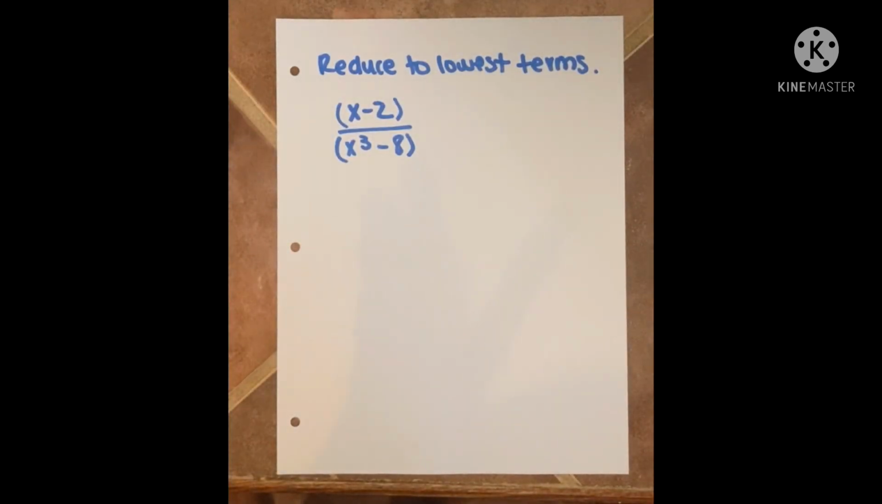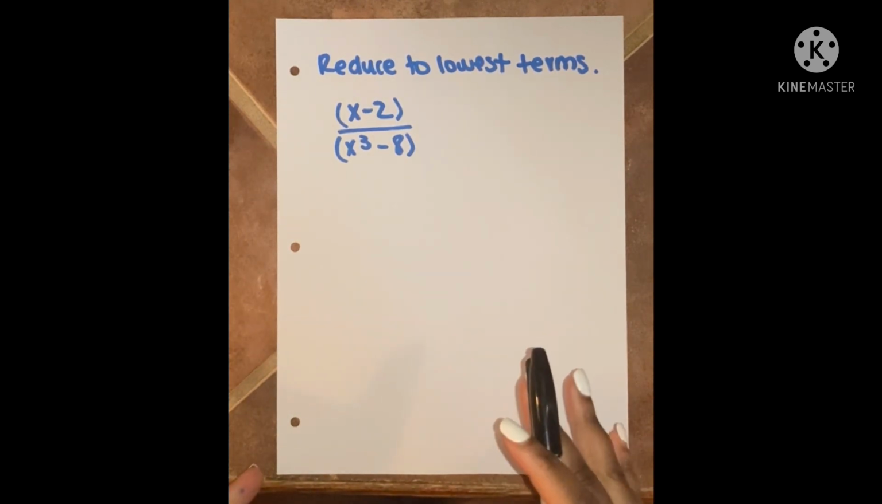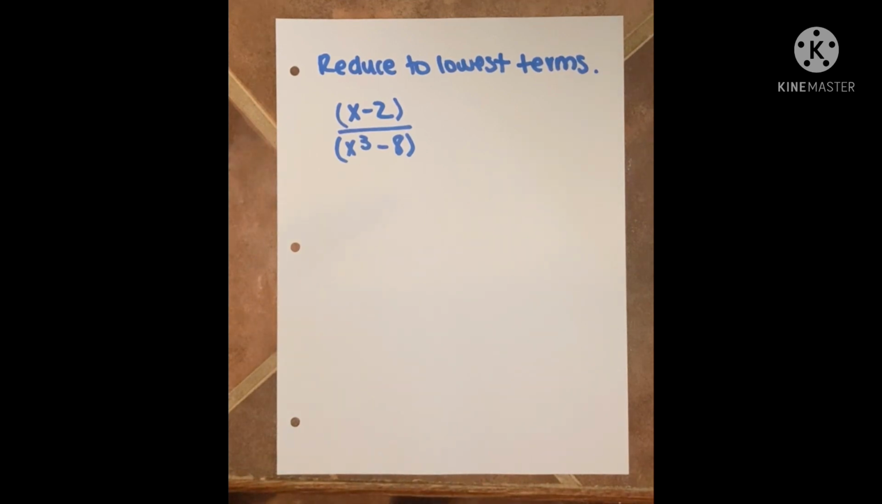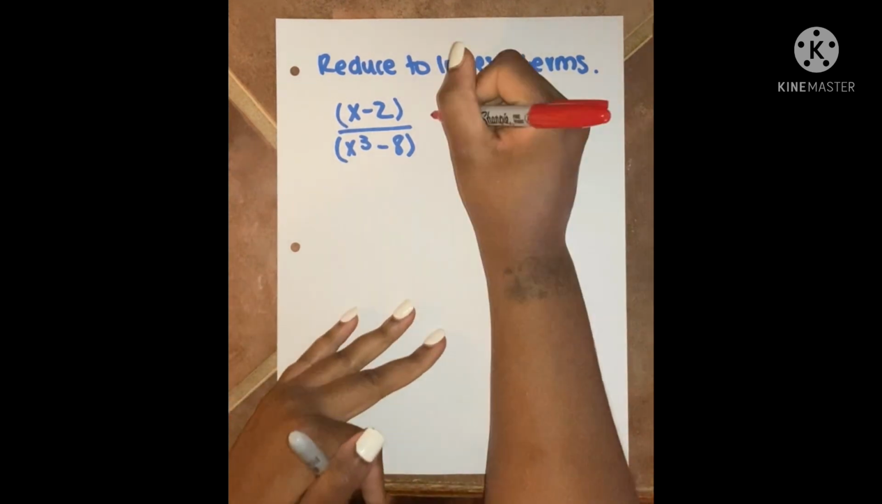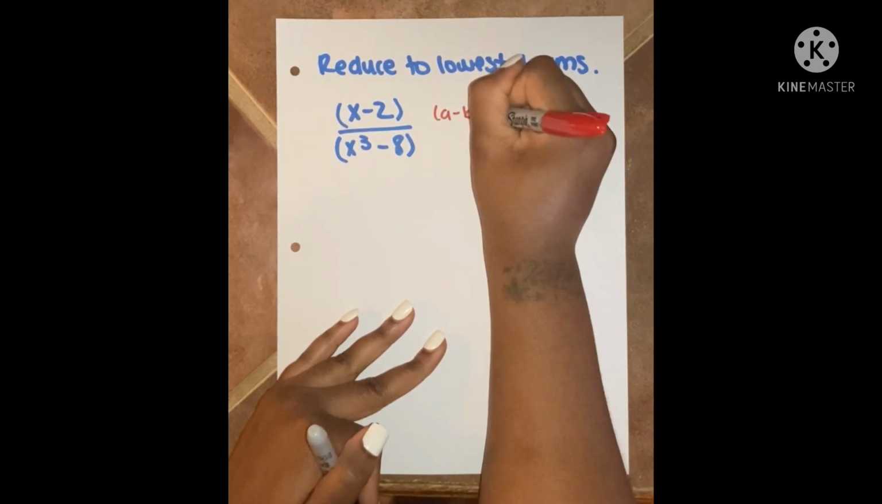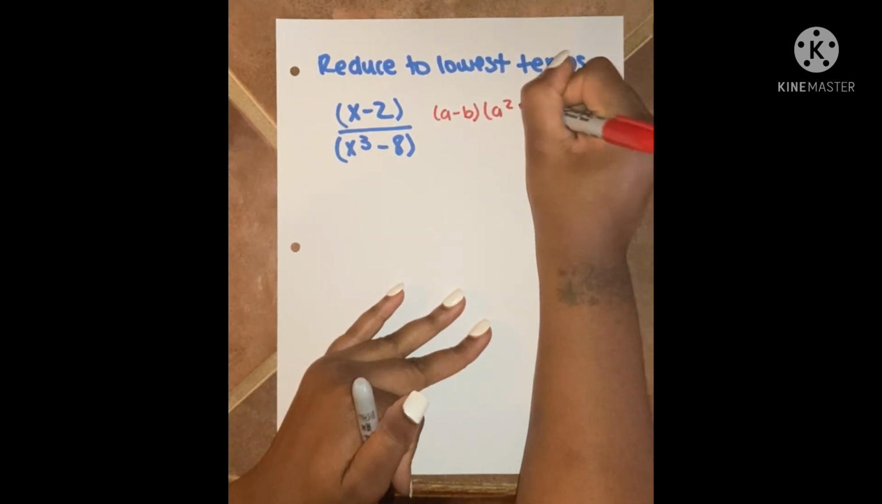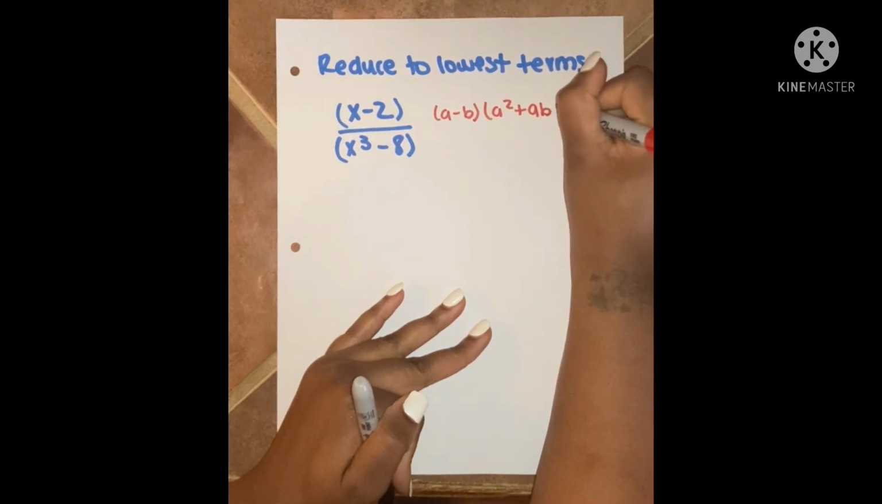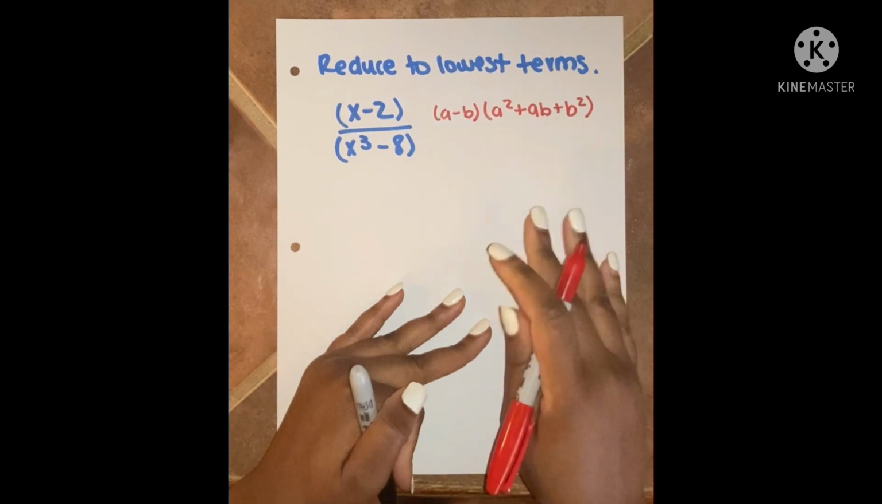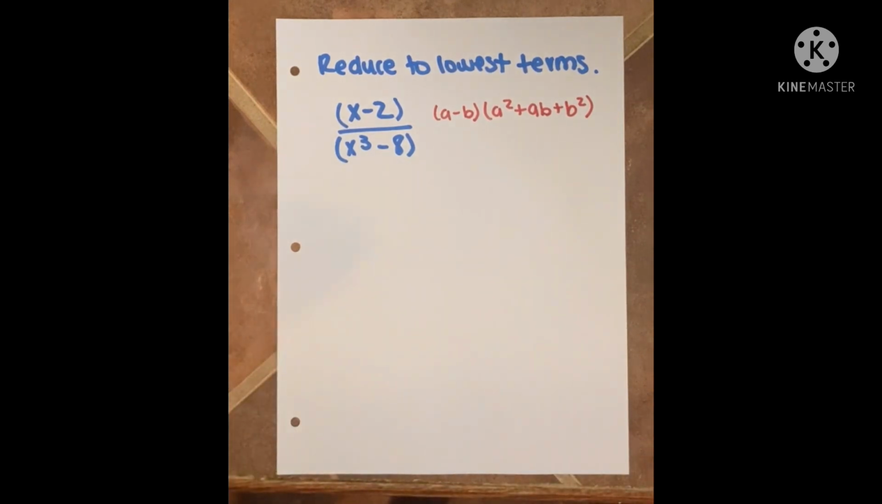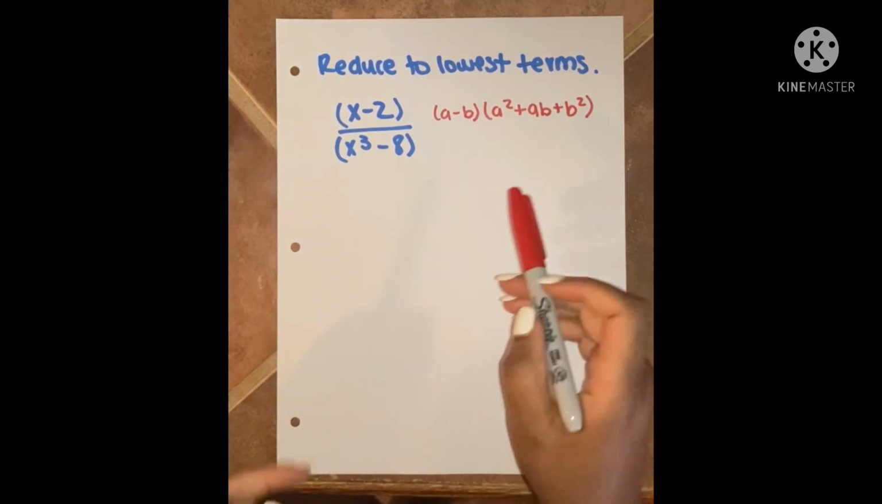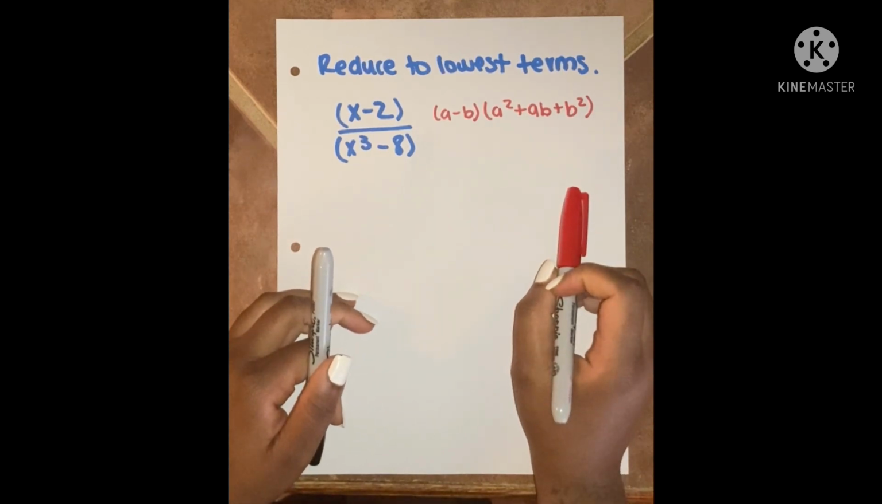So now we have x minus 2 over x cubed minus 8. I can look at this now and tell that x cubed minus 8 is the difference of two cubes. When using the difference of cubes, once we find a and b, we can put them into this formula: a minus b multiplied by a squared plus ab plus b squared. It's always good to remember your differences of squares and differences of cubes, so that you'll have them handy.